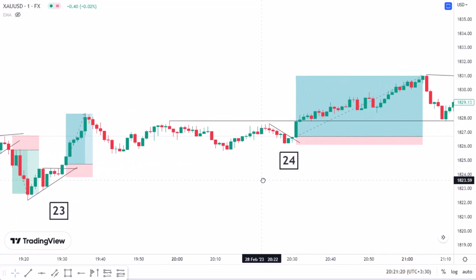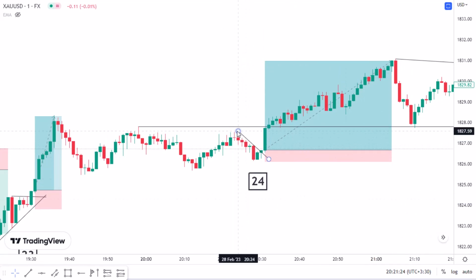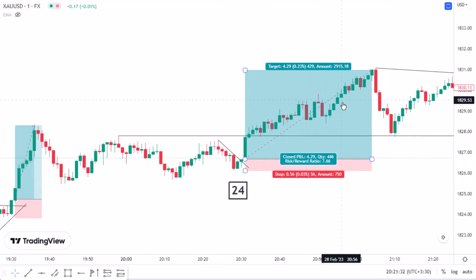On the trade 24, we have a small trend line here with 1 touch, 2 touches. On the third time it breaks it with this small candle, we enter the buy position, put our stop loss somewhere safe, and it gives us a reward of 7.6.